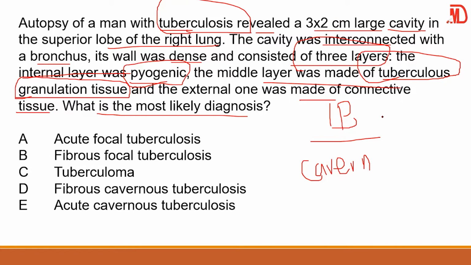And over here, we are definitely looking at fibrosis, a fibrous kind of tissue. So what we are looking at is a fibrous cavernous tuberculosis. Cavernous tuberculosis. So please take note of that. Your answer should be D. All right.